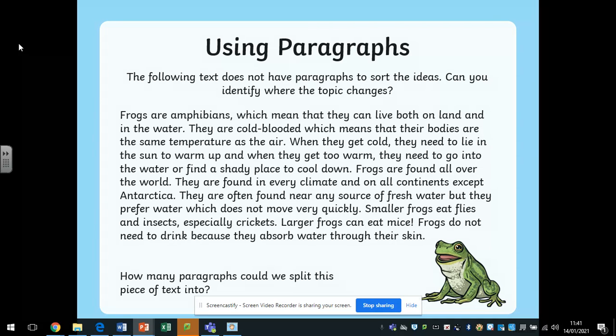They are often found near any source of fresh water, but they prefer water which does not move very quickly. Smaller frogs eat flies and insects, especially crickets. Larger frogs can eat mice. Frogs do not need to drink because they absorb water through their skin.